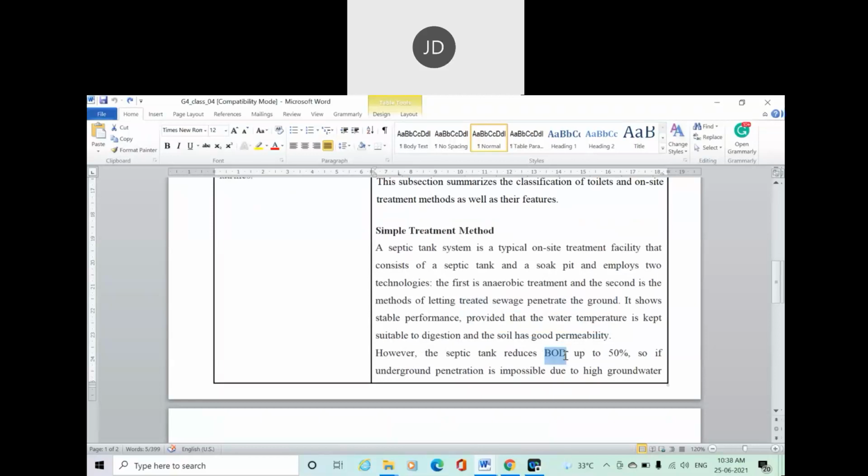This term, I think, is familiar to you. If anyone knows the full form, you can also write in the chat box. Are you aware of this term, BOD? I think in the last semester you have learned this, right? This is your biochemical oxygen demand, the oxygen required for the decomposition of the waste. It is reduced because in a septic tank we go for anaerobic treatment, where the requirement of oxygen is less, so BOD will be reduced there.